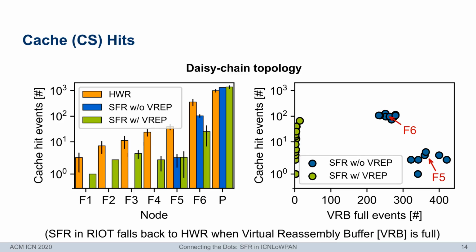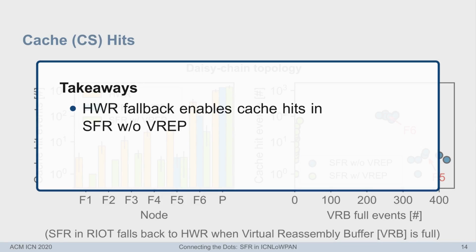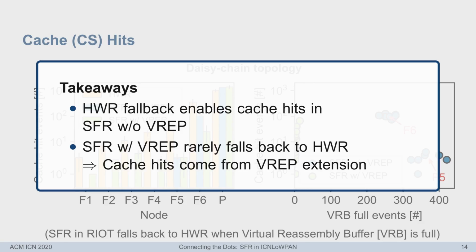In this scatter plot, we see three clusters. The one on the left represents all results for SFR with VREP, which mostly bunch up on the y-axis. The two on the right represent the SFR without VREP dataset for forwarders 5 and 6, so the ones closest to the producers. From these plots, we can see that the cache hits with SFR without VREP solely come from the SFR fallback, while for SFR with VREP, they come from the Virtual Reassembling Endpoint extension.